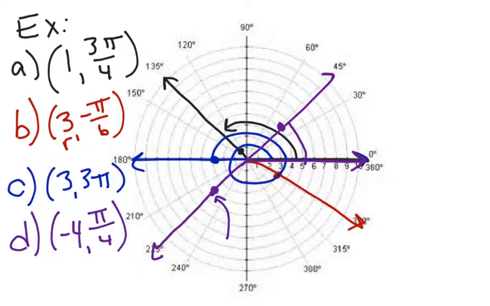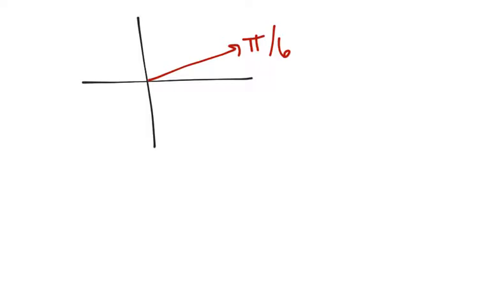But if the radius actually says negative, then you're going to go 180-degree turn from where you started. One of the things we talked about in trigonometry was the idea of the coterminal angle.